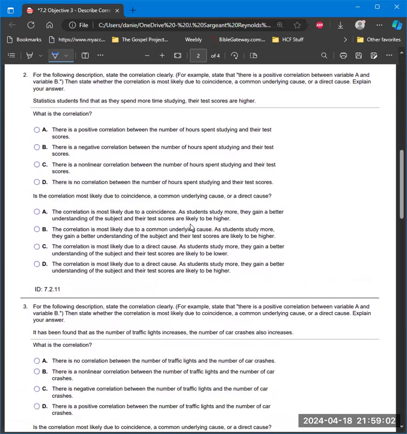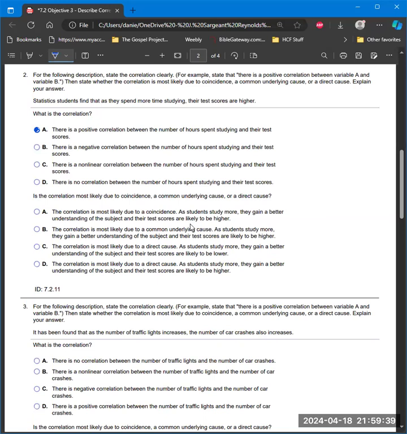For the following description, state the correlation clearly. Same instructions as before, right? Statistics students find that they spend more time studying. As they spend more time studying, their test scores are higher. So we would say that there's a positive correlation for that, right? Between the number of hours spent studying and their test scores. So that would be A.